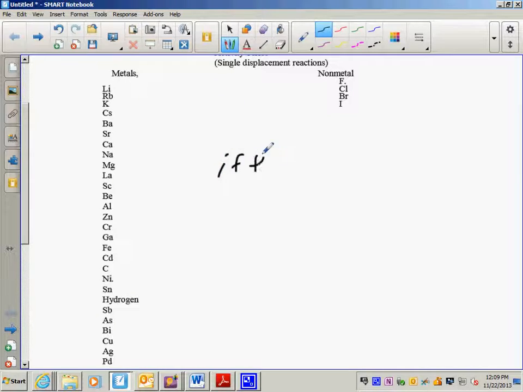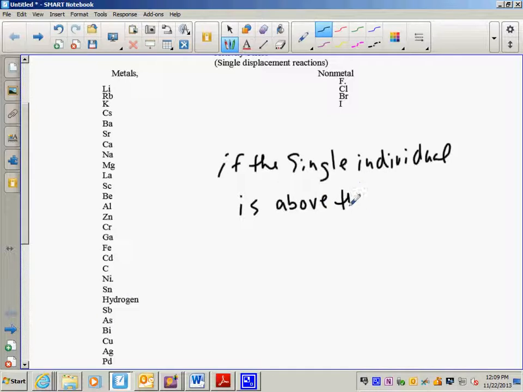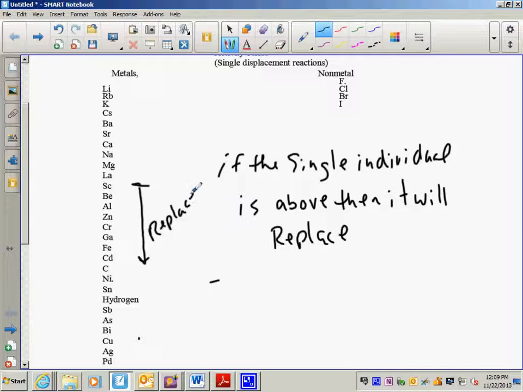If the single individual is above, then it will replace. You can go and write that on your sheet. Or another way of putting it is the single individual can replace anything that's below it. Okay? So you can replace anything that is below it. Let's go back to our actual chart here.